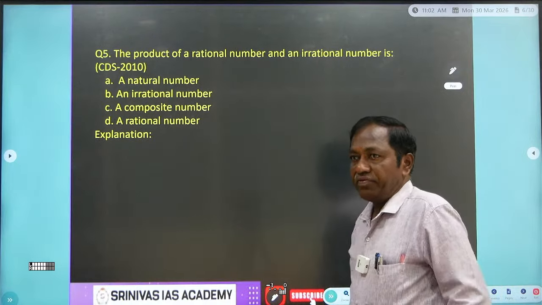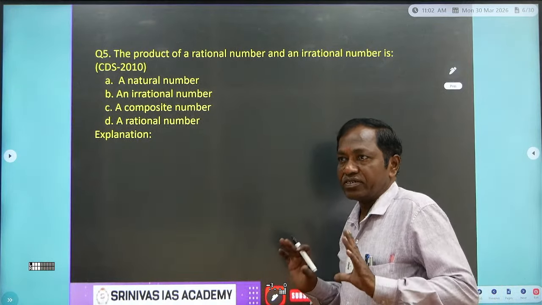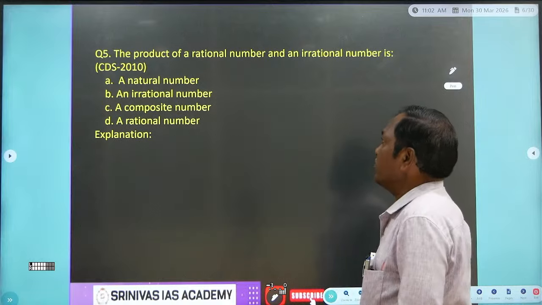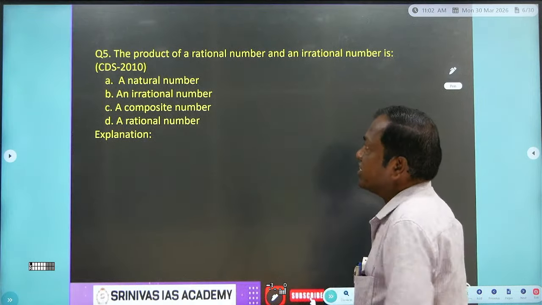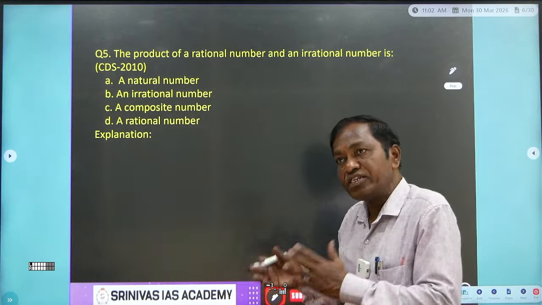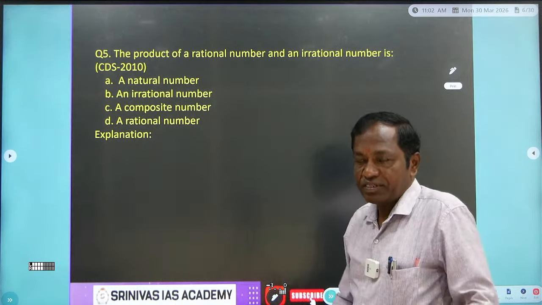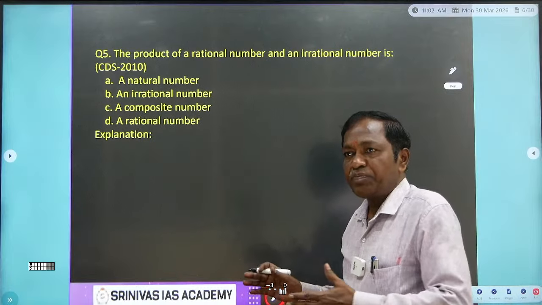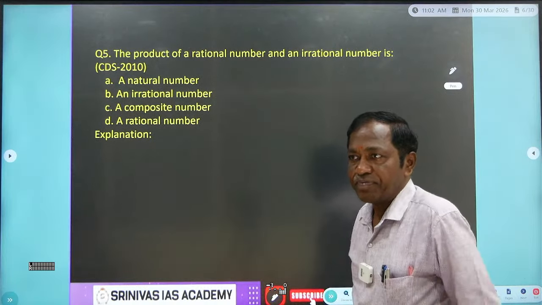Everything you have to solve in a very logical manner. That's what I want. Now question number 5. This is a 2010 question. Most of the times they take questions in the CSAT. Serious questions will appear, because even that paper is also set by the UPSC board only.